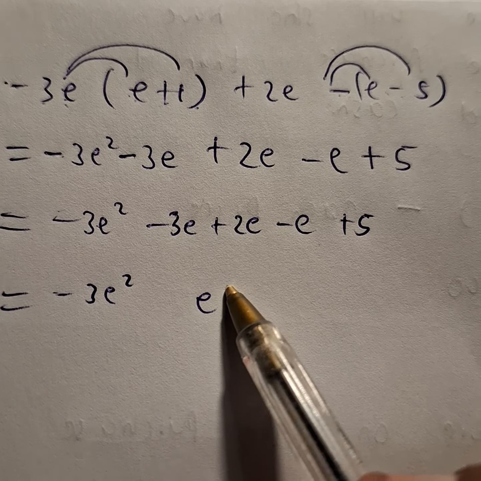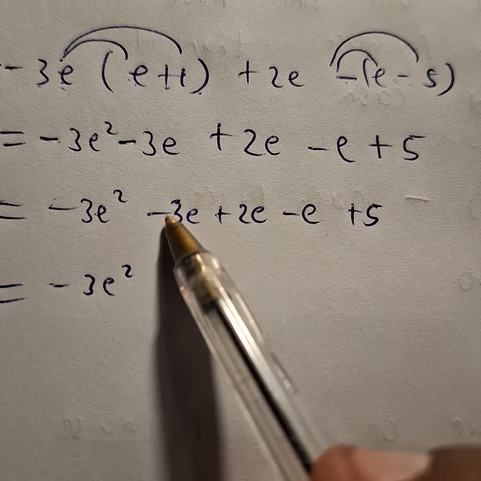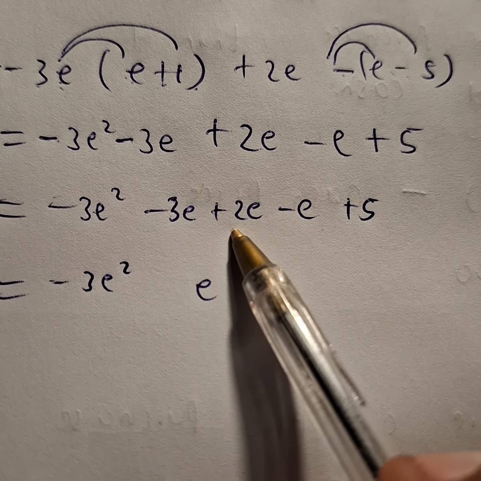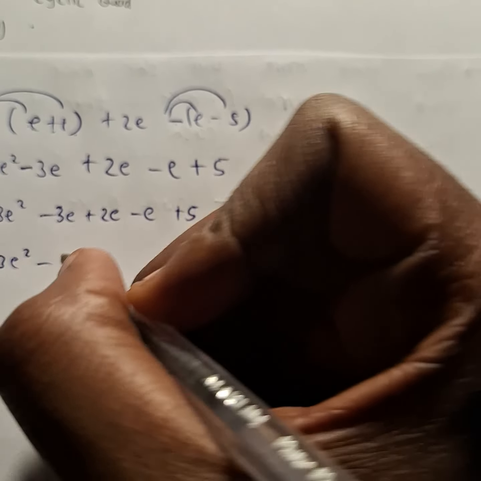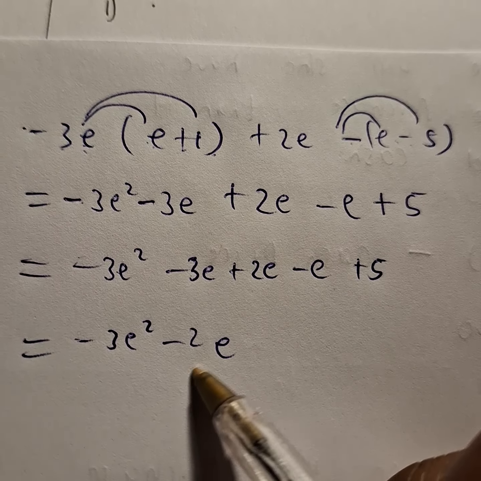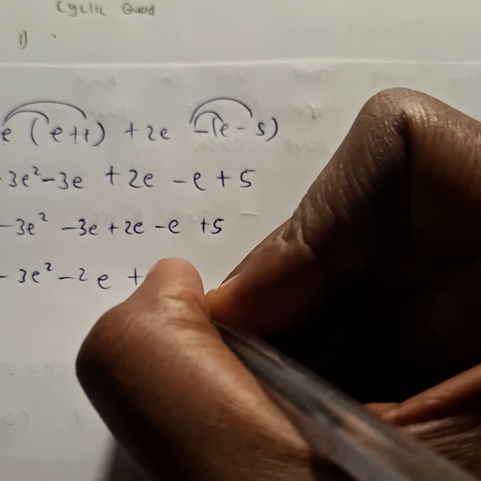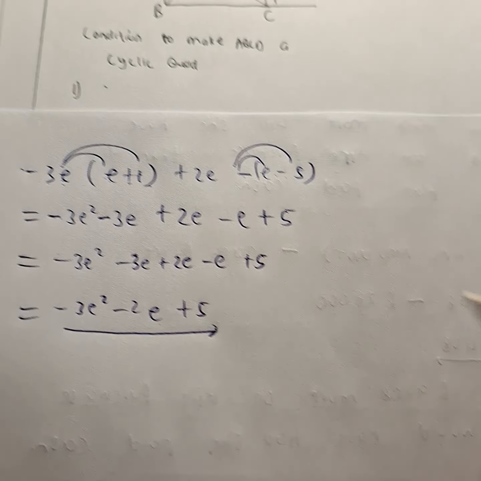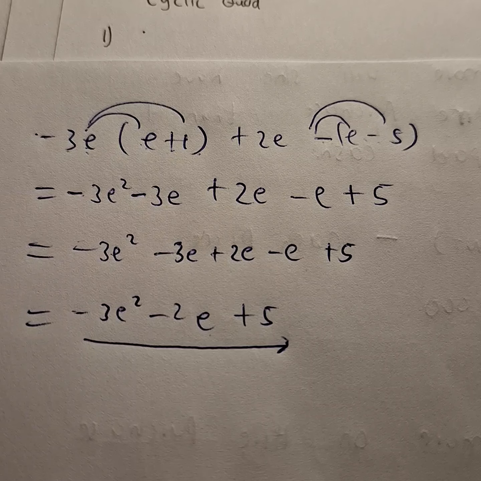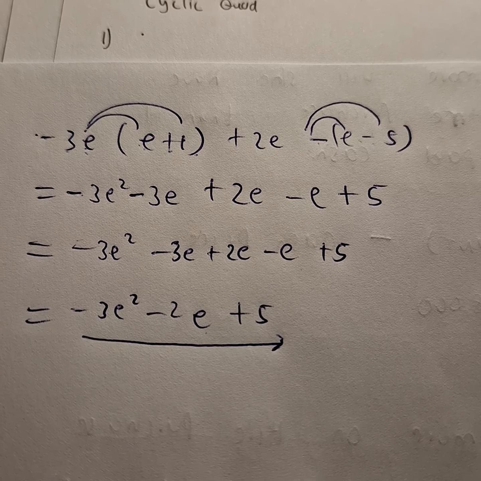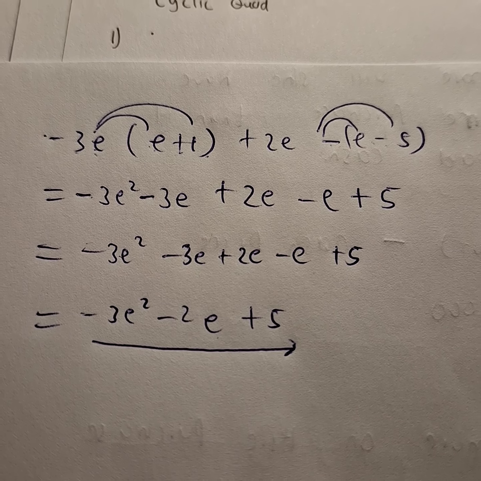So what do we do? We keep the variable, then we add the coefficients. Negative 3 plus 2 is negative 1. Negative 1 minus 1 is negative 2. So we have negative 2e plus 5. We leave this answer as negative 3e squared minus 2e plus 5. No jokes, no problems, hakuna matata. Okay?